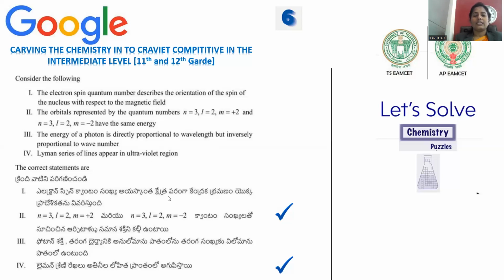Let's see about all the statements provided. Among the 4 statements provided, only the second and fourth are the correct answers. The remaining are wrong. How can we say?